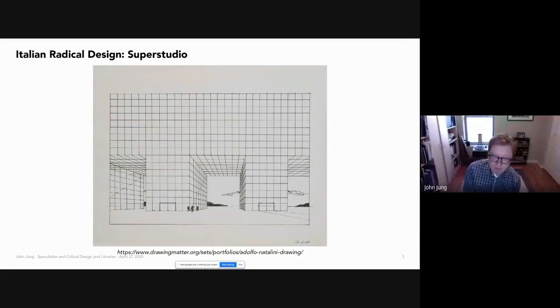The architects and designers who were involved in these exhibits made models and prototypes that were never intended to be built. Adolfo Natalini was one of these architects. He was one of the co-founders of the architecture firm Superstudio. Along with Archizoom, they were two of the most important studios in this movement. Natalini said that once he became an architect, he couldn't find opportunities to make buildings. So instead, he and his colleagues used drawings, collages, and models to explore their fears and fantasies.